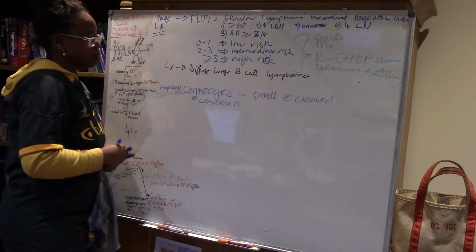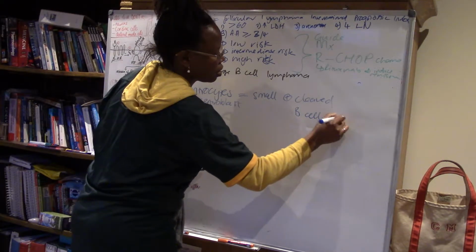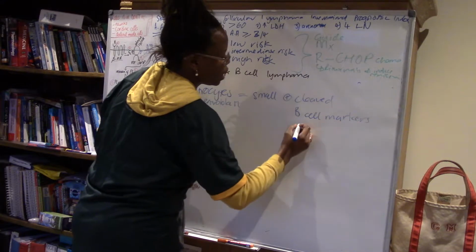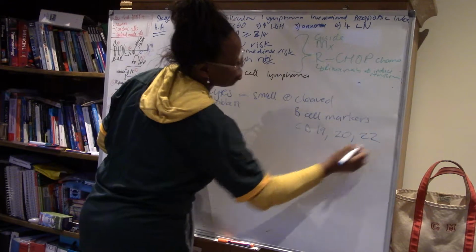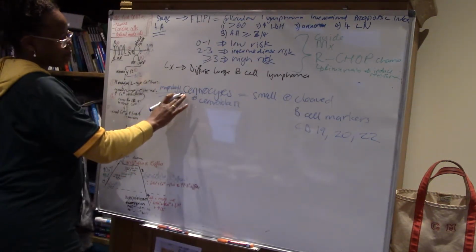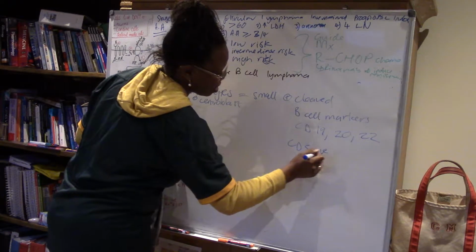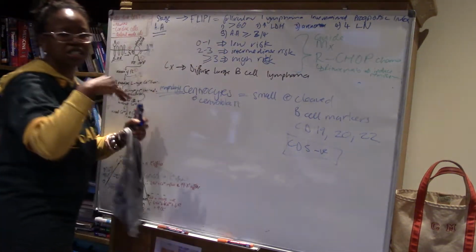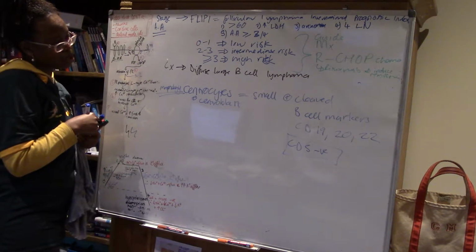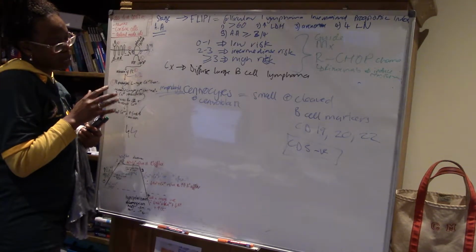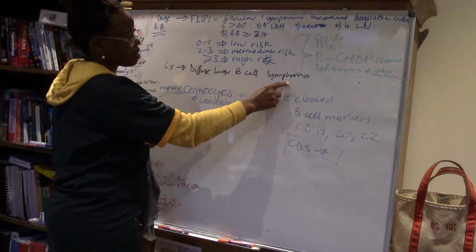And obviously all B cells will have B cell markers: CD19, CD20, CD22. However, follicular is CD5 negative, I think, which is what differentiates it from mantle cell lymphoma. So that is follicular lymphoma at a glance. The important thing is that transformation.